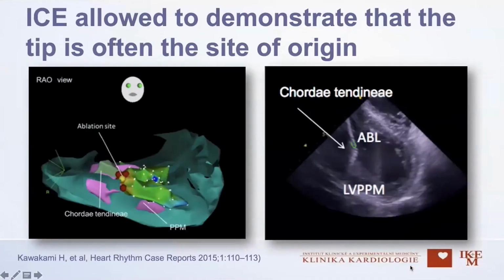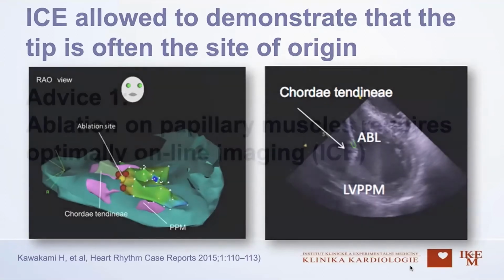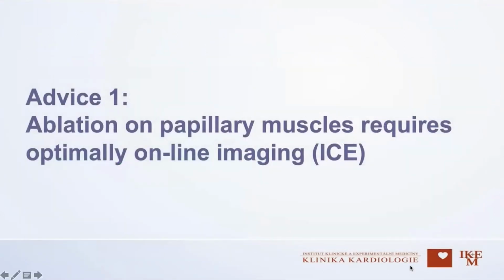And then ICE allows us to see really the whole anatomy of the papillary muscle, and already the first papers using ICE describe that the apex or tip of the papillary muscle is probably the source of origin. So my advice number one is that ablation on papillary muscles requires optimally online imaging, like intracardiac echocardiography.